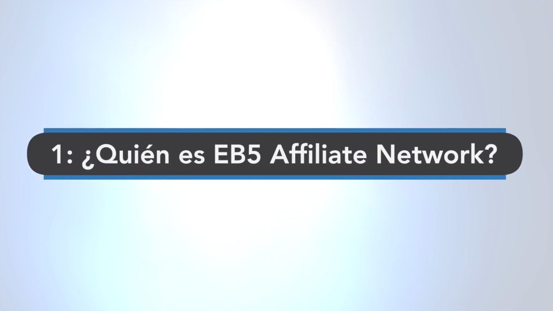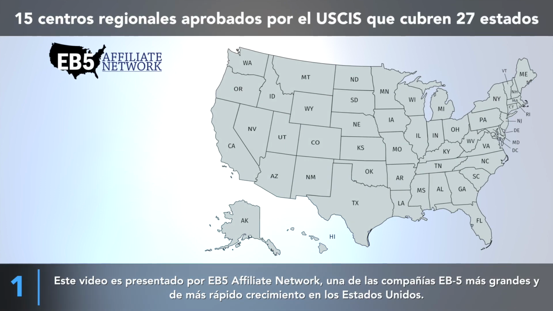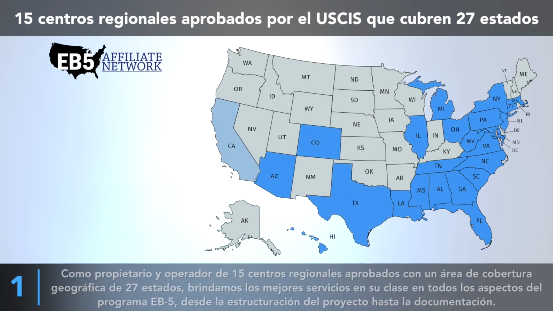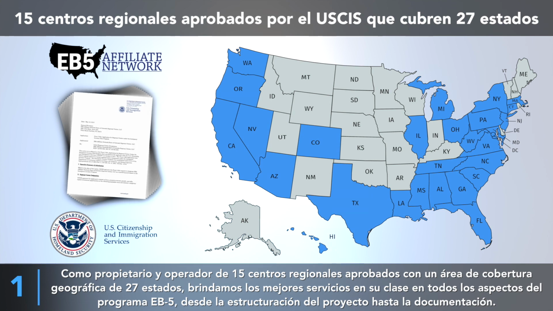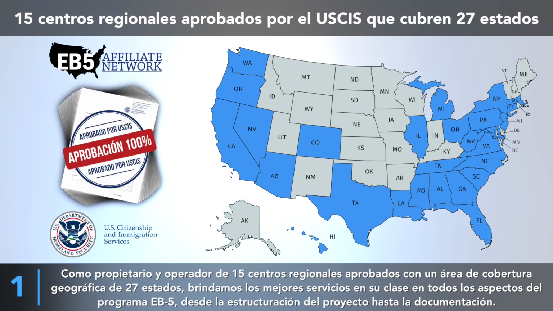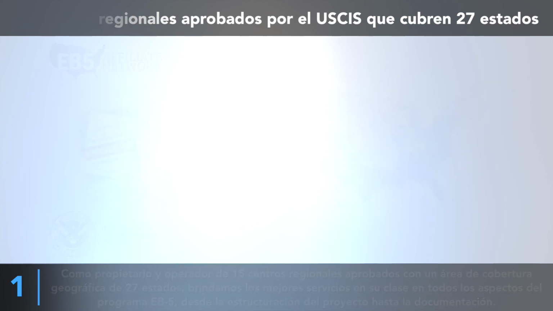1. Who is EB5 Affiliate Network? This video is presented by EB5 Affiliate Network, one of the largest, fastest-growing EB5 companies in the United States. As the owner and operator of 15 approved regional centers with a geographic coverage area of 27 states, we provide best-in-class services across all aspects of the EB5 program, from project structuring to documentation.